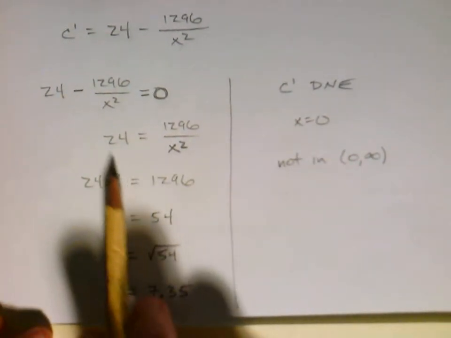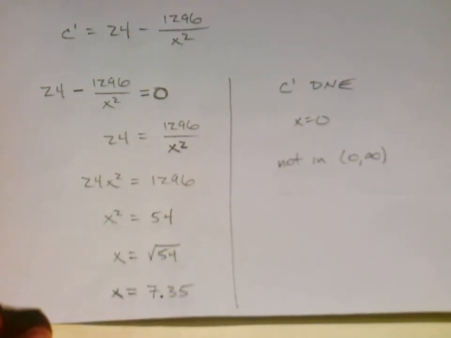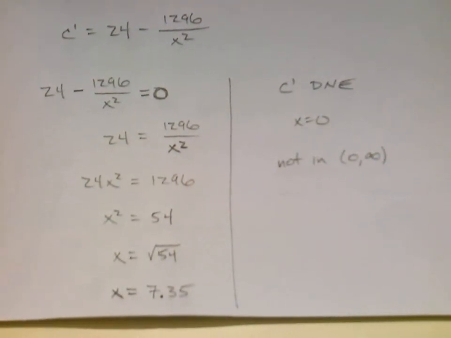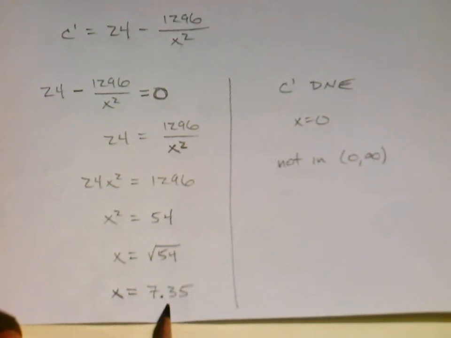Let's look at setting it equal to 0. So we can add that part over, divide by the 24. I'll advise you to check all of my work here. Take a square root, and I'm just going to go ahead and round that to 2 decimal places. It didn't say it in the problem.